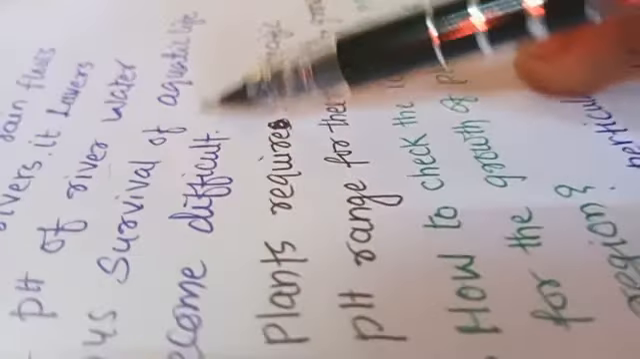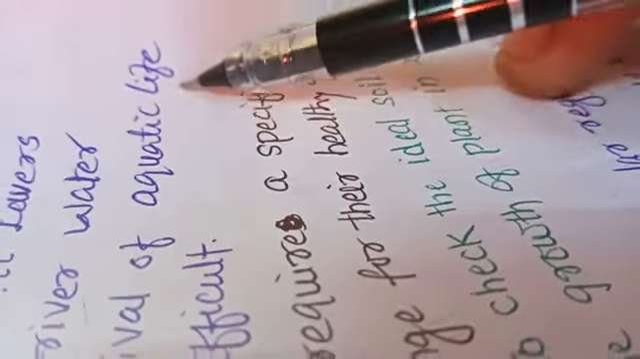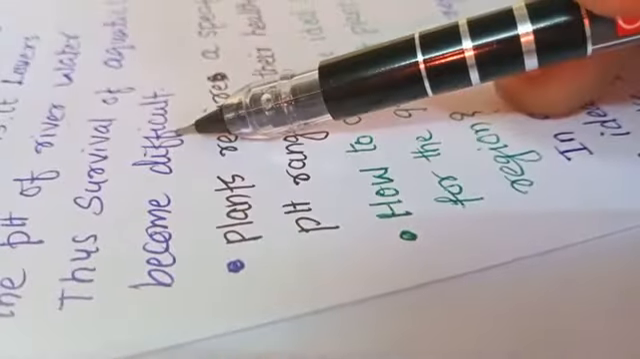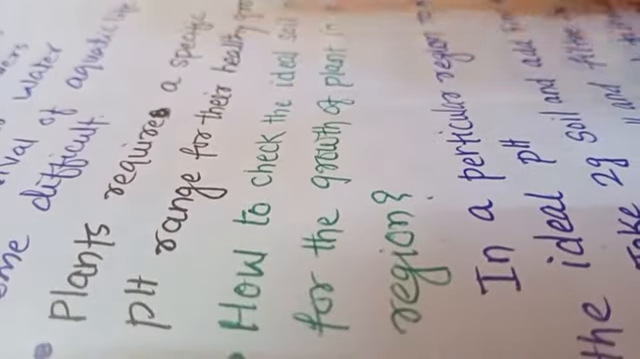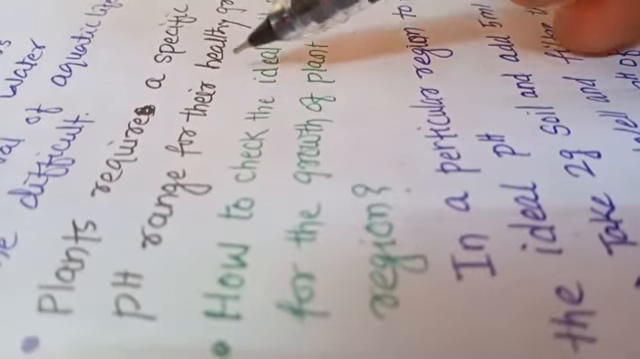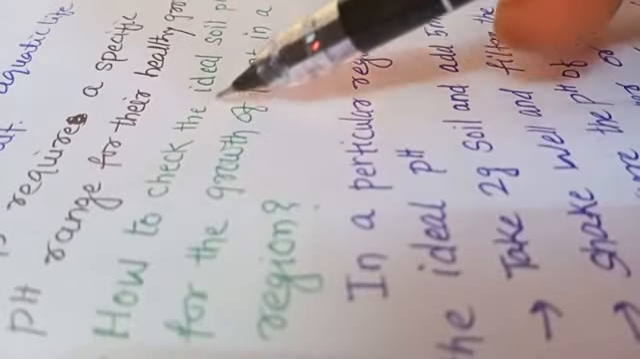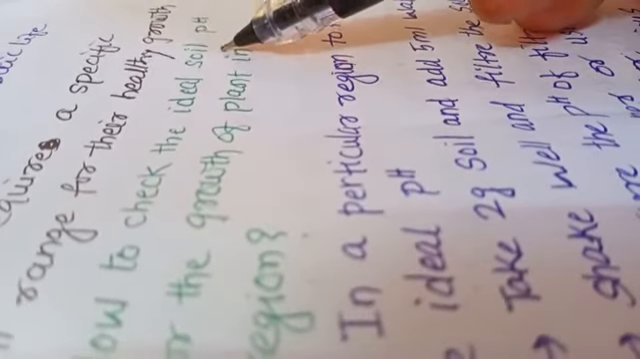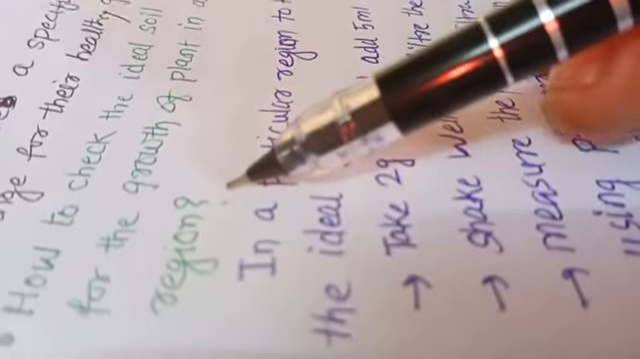Thus survival of aquatic life becomes difficult. Plants require a specific pH range for their healthy growth. How to check the ideal soil pH for the growth of plants in a region?